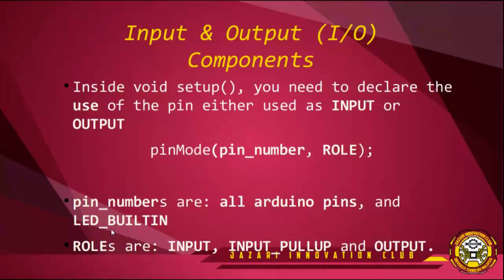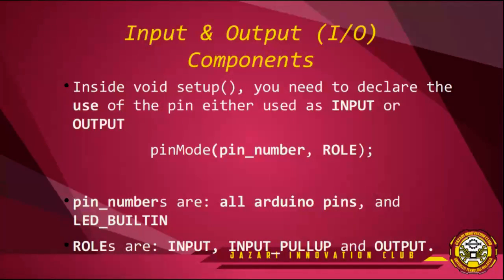And then another one is LED_BUILTIN. Inside pinMode, you just put LED_BUILTIN with all capital letters, and it will use the built-in LED inside the Arduino board. Usually the built-in LED uses the same pin as D13. So if you are thinking about using the built-in LED in your big project, you cannot use the D13 pin for any other component, because D13 is already used for the built-in LED.